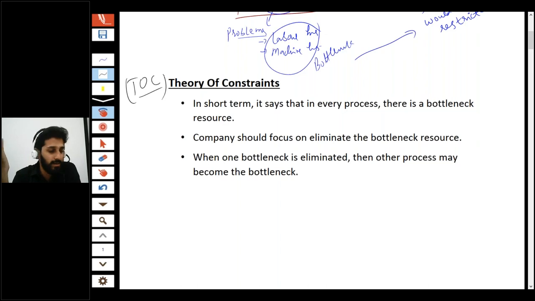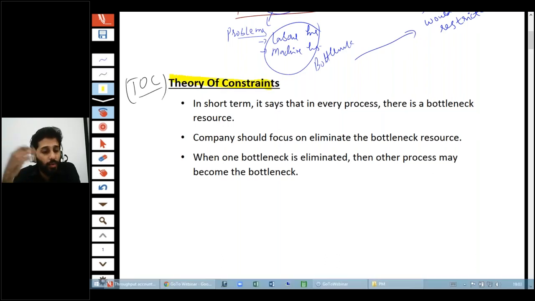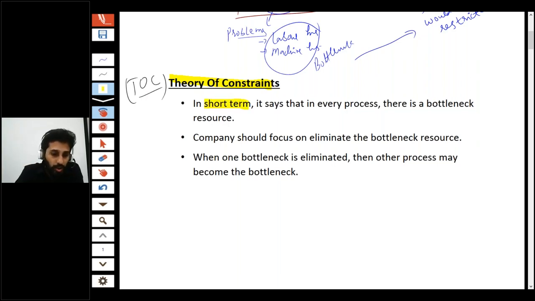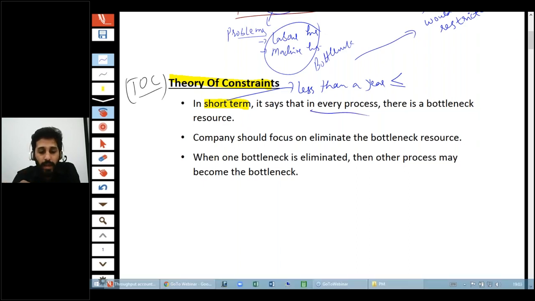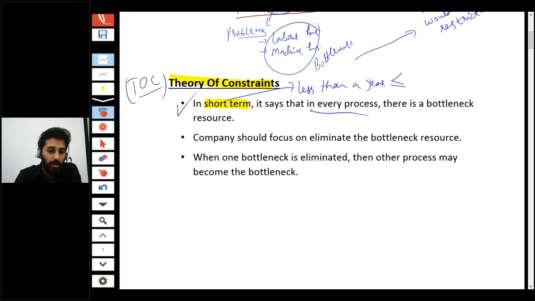If any one of you had studied the AA paper, the theory of constraints is actually a theory which says that in the short term, that means less than or equal to one year, in every process there is a bottleneck resource.